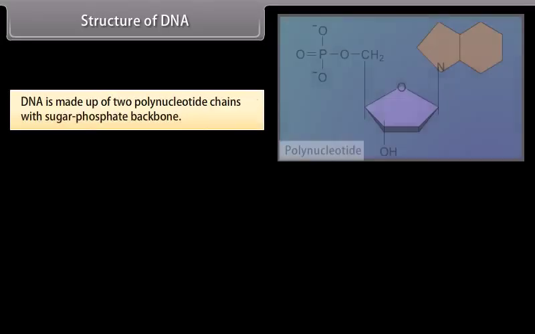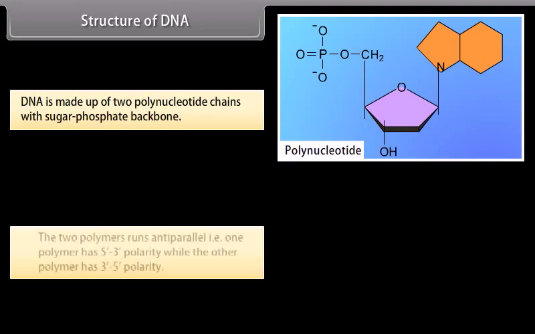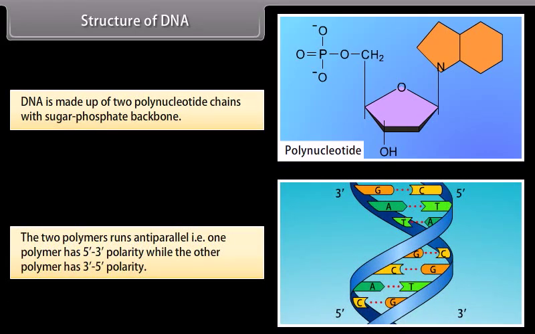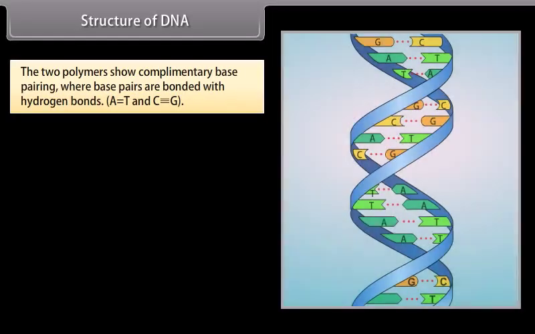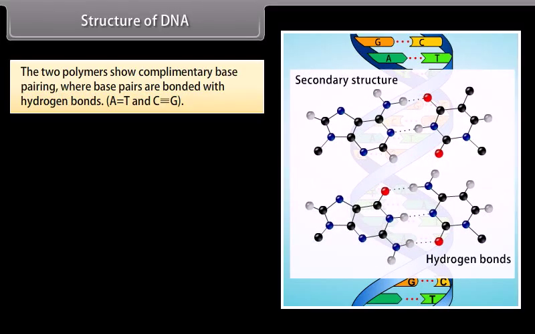Structure of DNA. DNA is made up of 2 polynucleotide chains with a sugar phosphate backbone. The 2 polymers run anti-parallel, that is, one polymer has 5' to 3' polarity, while the other polymer has 3' to 5' polarity. The 2 polymers show complementary base pairing, where base pairs are bonded with hydrogen bonds.